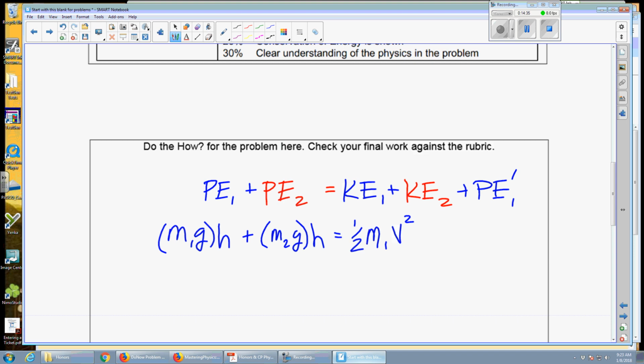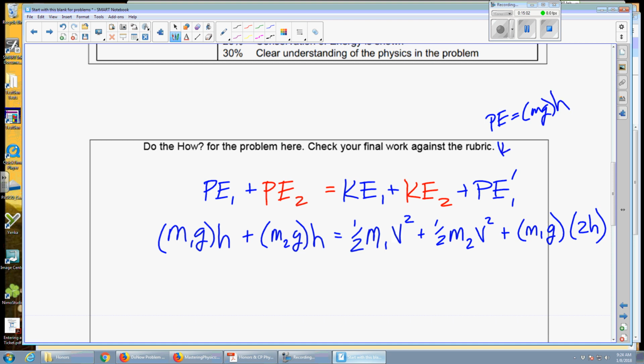Why do we know they're moving at the same speed? Because they're connected by the rope, which makes them one body. Plus 1/2 M2v squared plus M1g times 2h. And I probably should have started off with the good old valid equation. Sorry, I'm not doing a good job modeling.